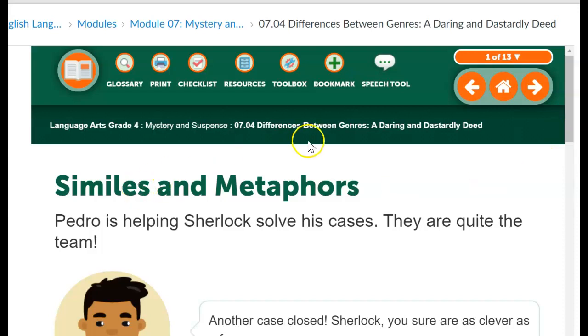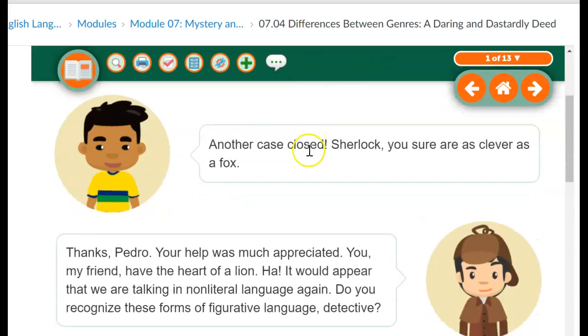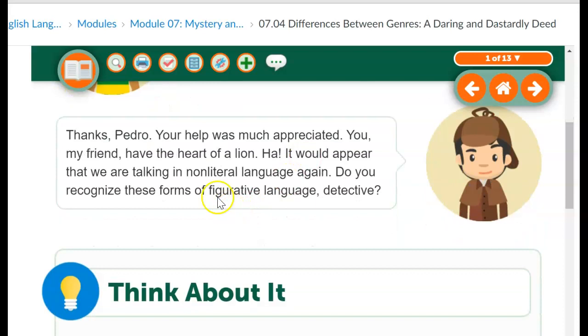All right, so a simile, let's read. It's a type of figurative language, which means you're not going to take it for exactly what they're saying.